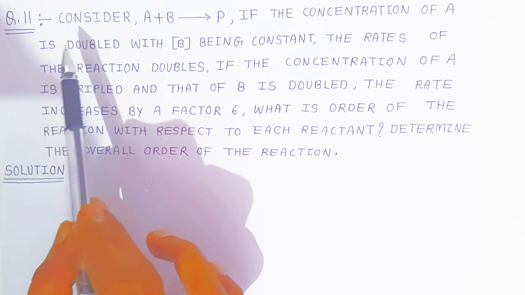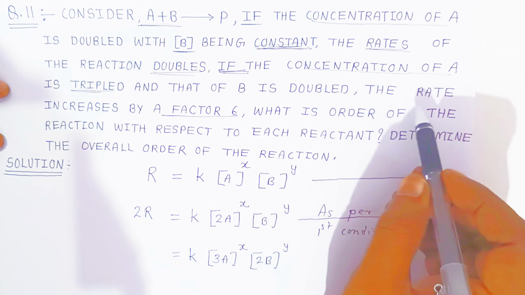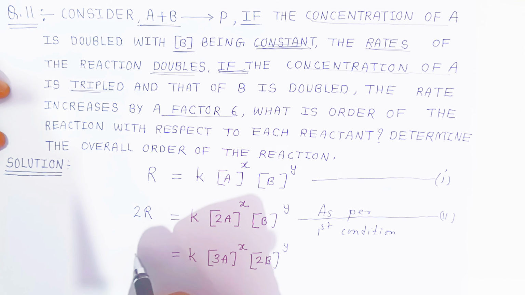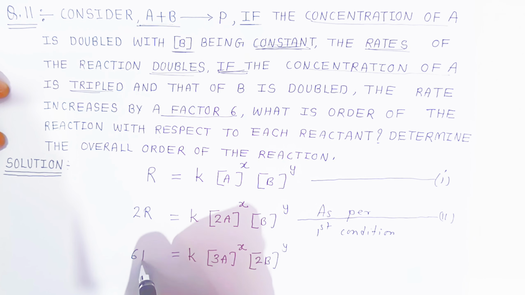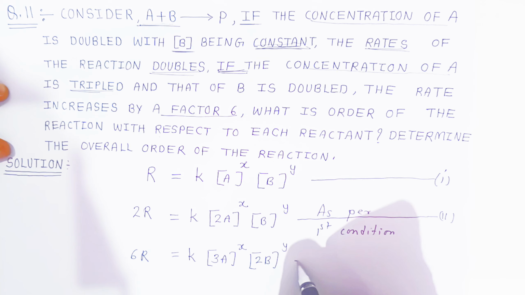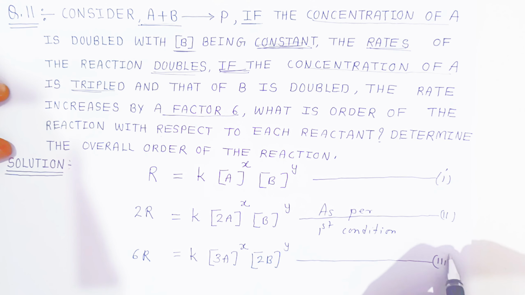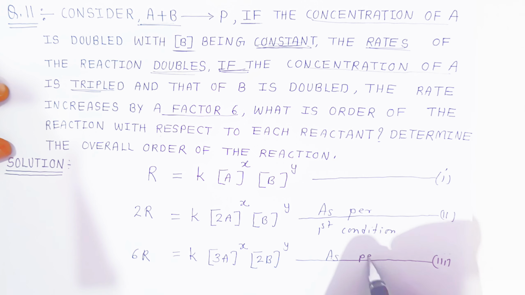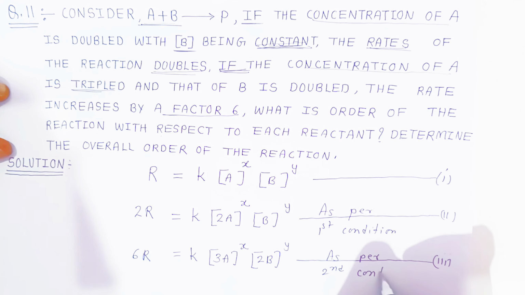Now students, read the second part of the question. If the concentration of A is tripled and that of B is doubled, when the concentration of A is tripled, you have to write thrice of A raised to X, and B is doubled, we are making the concentration of B twice of B raised to Y. At that time the rate increases by a factor of 6, which means we have to multiply R by 6. This becomes 6 times R. This is also given in the question. This is equation number 3, which you have got as per the second condition in the question.